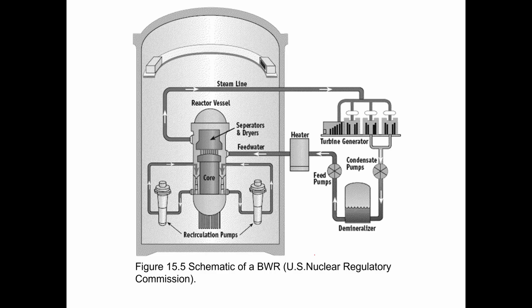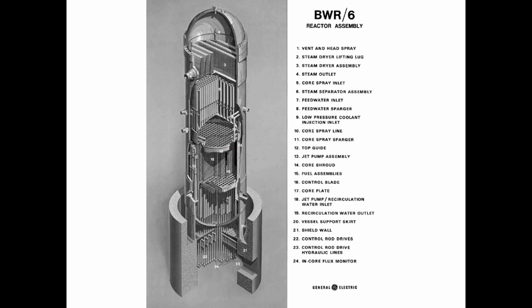So again, here you can see a schematic of a BWR. You have the core, you have the steam line directly to the turbine generator, and then here you have the condensate coming back out, going through a series of processes, and the feed water brought back to the reactor vessel. Here is a view of the reactor assembly for a BWR, very similar to that of the PWR.